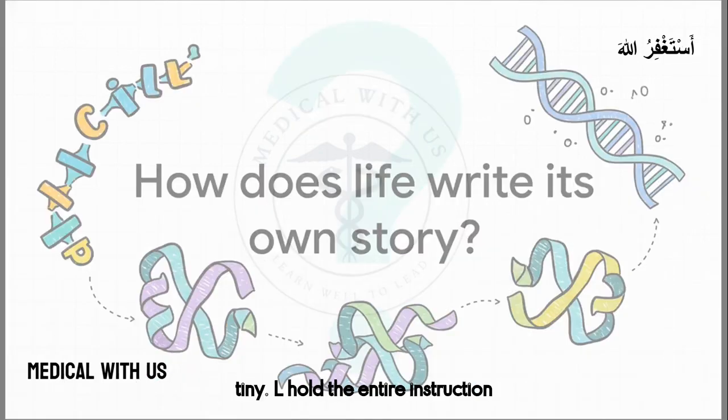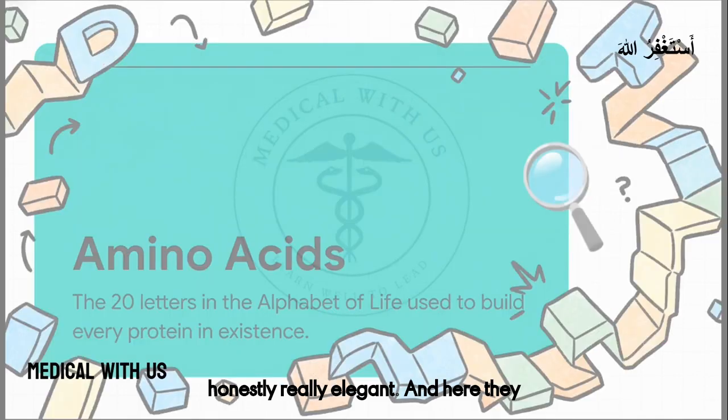How can one tiny cell hold the entire instruction manual for building a complex organism? It seems like an impossibly huge question, but the answer, well, it starts with something incredibly small and, honestly, really elegant. And here they are, amino acids. Now, don't get hung up on the chemistry-sounding name. Just think of them as letters, an alphabet.